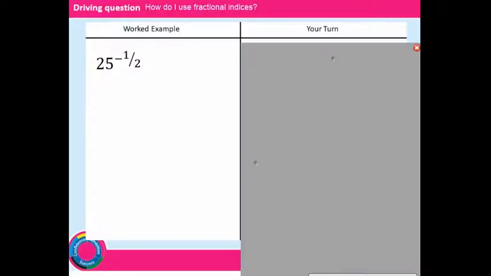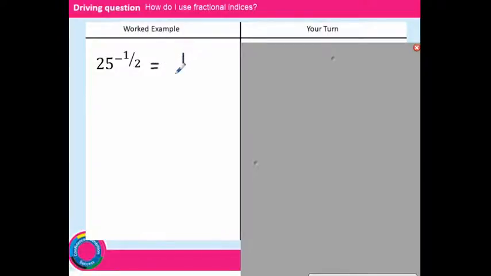Oh no, we've got a couple more examples first. So here we've got a fractional indice with a negative. Now we learned about negatives last lesson. Remember that if you've got a negative power, you must find the reciprocal of the number. So let's start by dealing with the negative first of all.